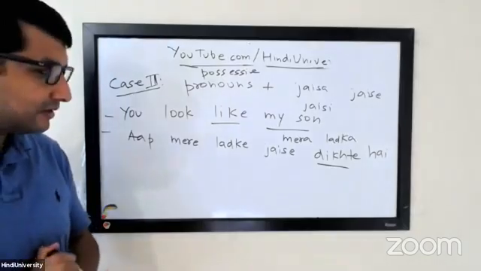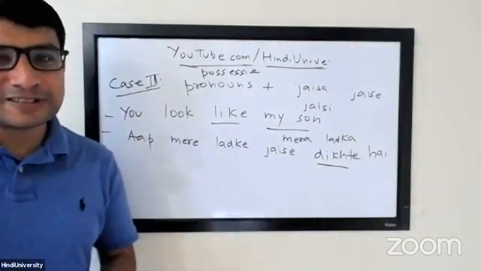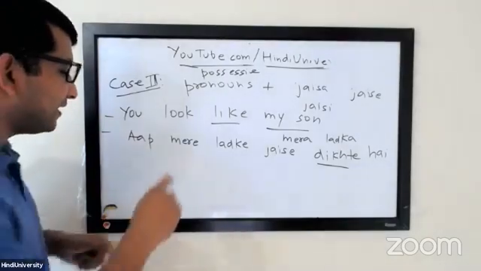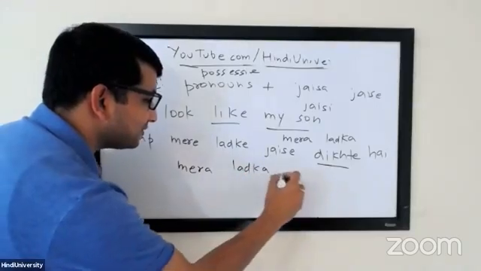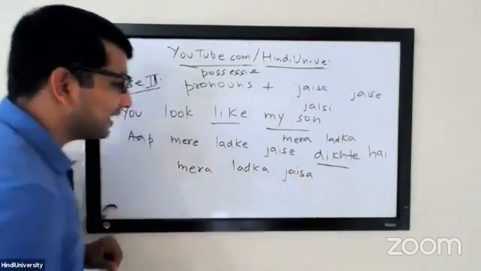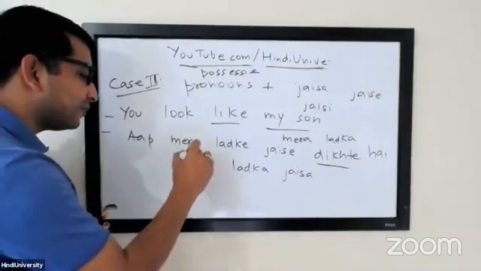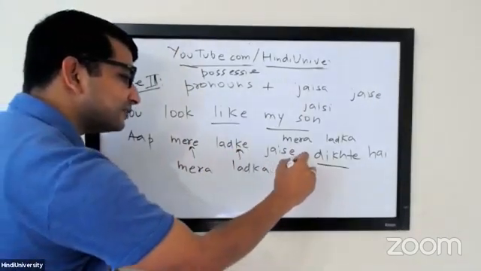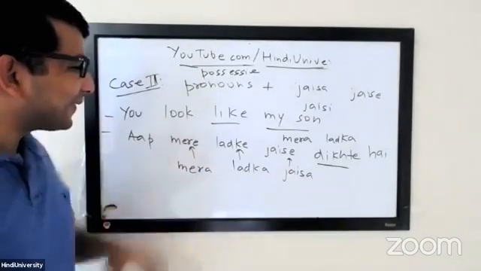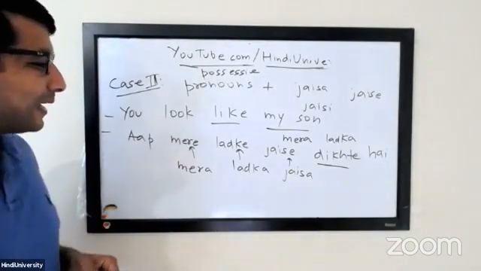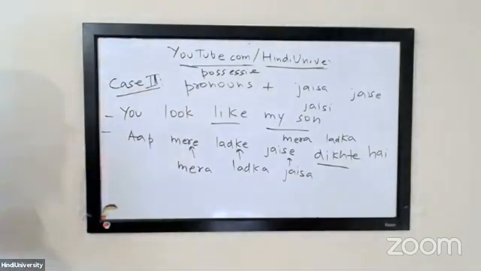Question, anyone? Our oblique case carries through with mere, ladke, and jaise. That is correct. The question was like, here it was mera, ladka, and jaisa. And you converted mera to mere, ladka to ladke, and jaisa to jaise. So it's basically like an effect that is going through all of them. Okay, आप मेरे लड़के जैसे दिखते हैं.